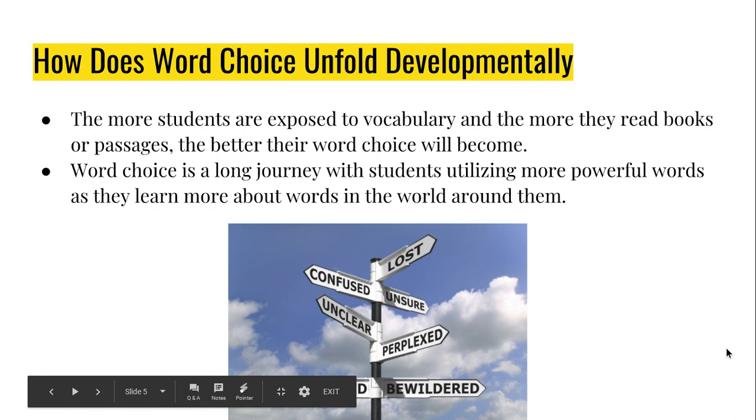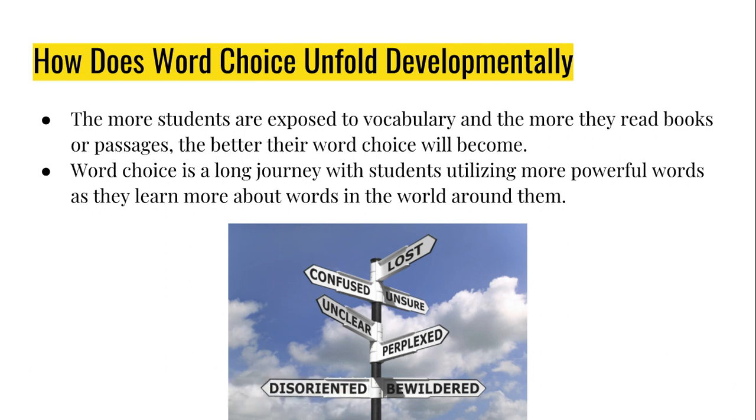So how does word choice unfold developmentally? Well, this is one of those things that in all the sources that I read, it's going to take a really long time to create a writer that thinks strongly about word choice. However, the more students are exposed to vocabulary, the more books they read, the better their word choice is going to become. It's a very long journey. They're going to get better with age, just like a fine wine. They're going to think about the world a little bit more, or understand the world around them, to look at different descriptors and gain a stronger vocabulary.